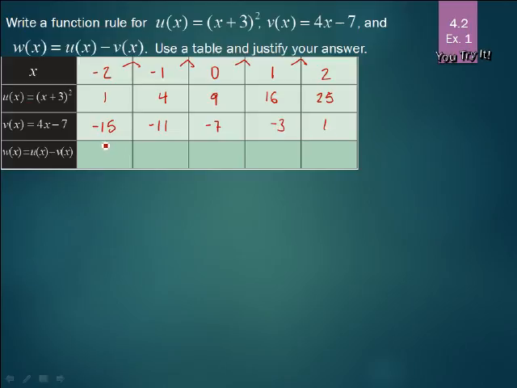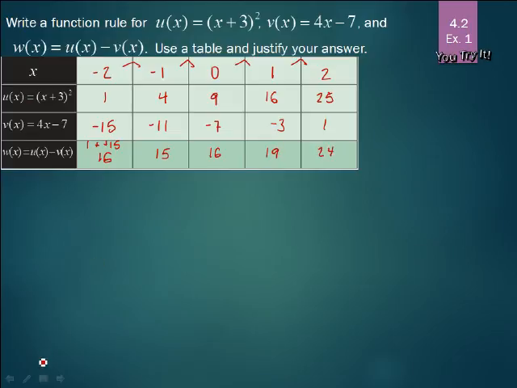So now w of x is just u of x minus v of x, so we can subtract each of these values. So 1 minus -15, I'm just going to write this out because a common error here is forgetting that minus a negative is plus, so 1 plus 15 is 16. 4 minus -11 is 15. 9 minus -7 is 9 plus 7, which is 16. 16 minus -3 is 19. And 25 minus 1 is 24.